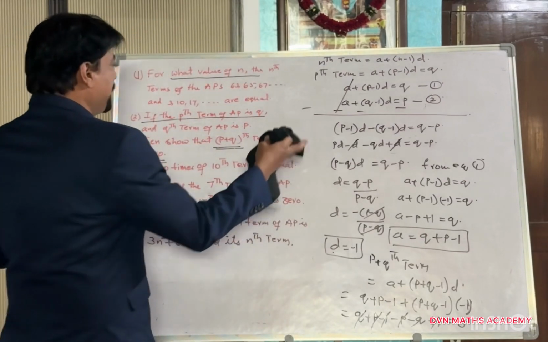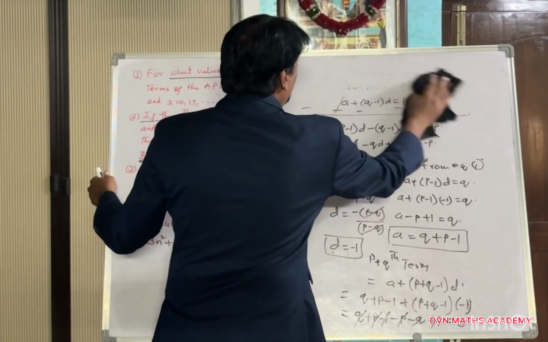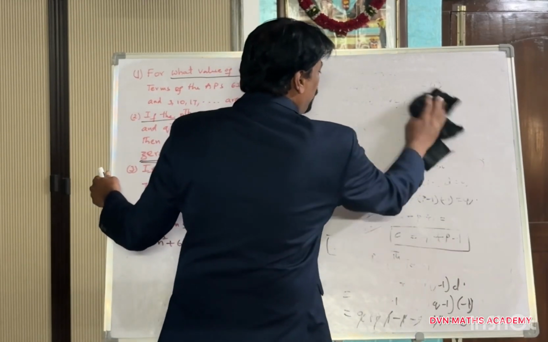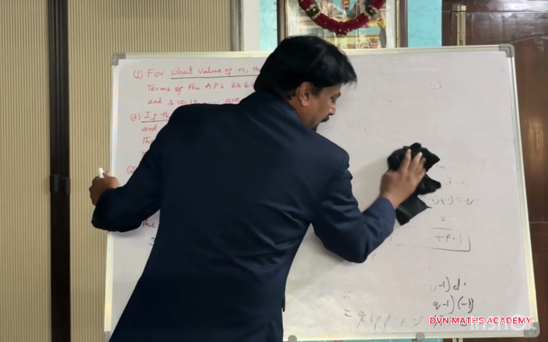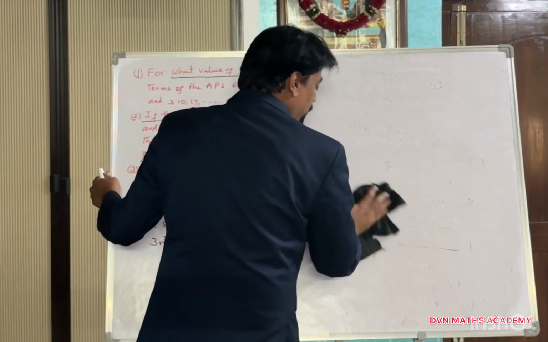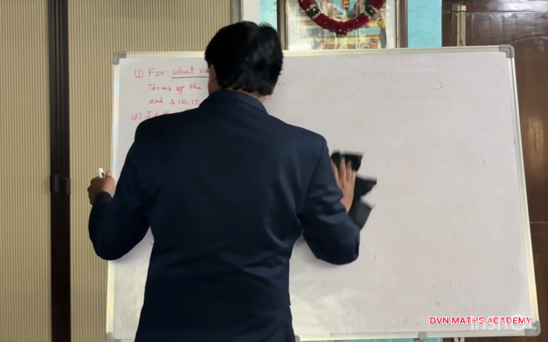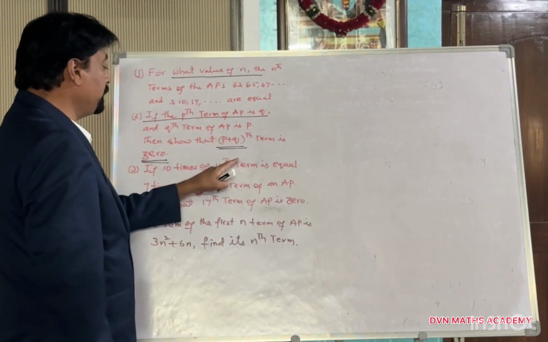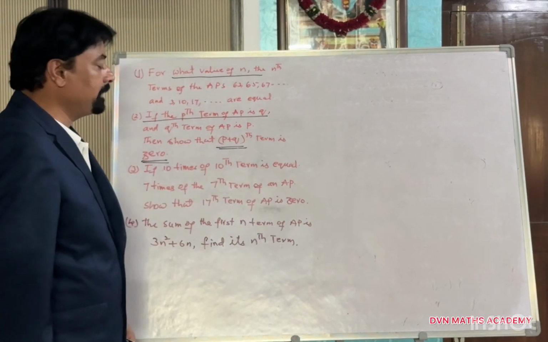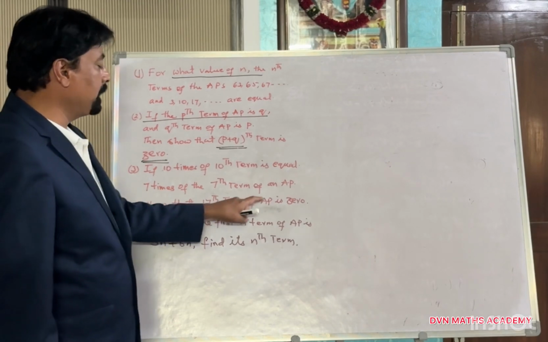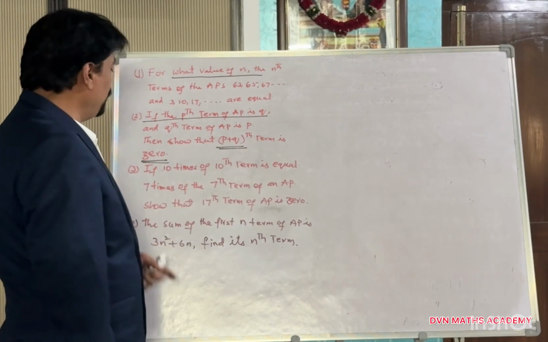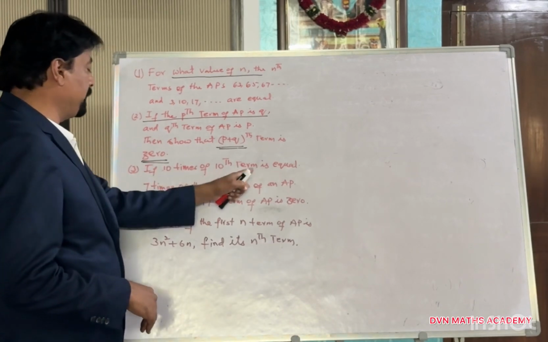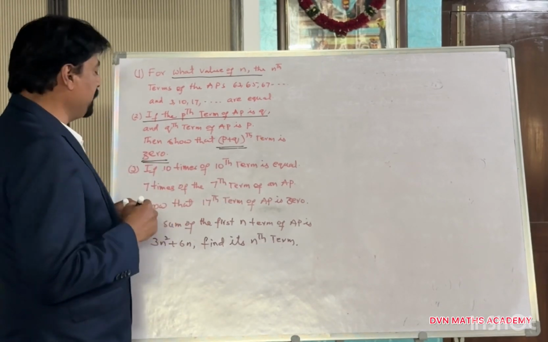So next, if I go for the third question, this is also a very important pattern question. If you observe this question, you will get one important thing: 10 times the 10th term is equal to 7 times the 7th term. Then show that the 17th term of an AP is 0. So first we will solve this one. I will tell you one technique in this.